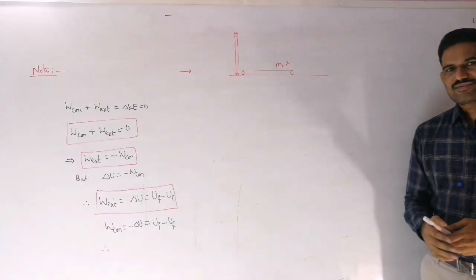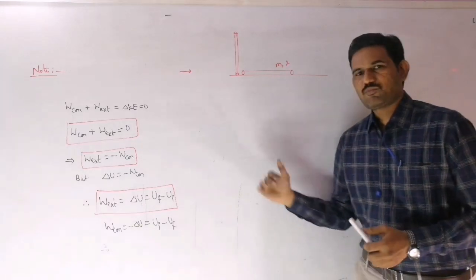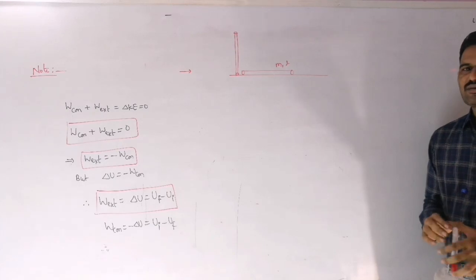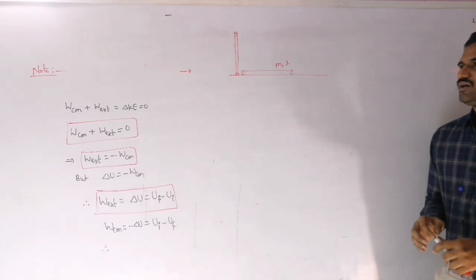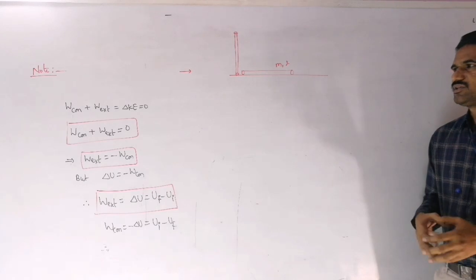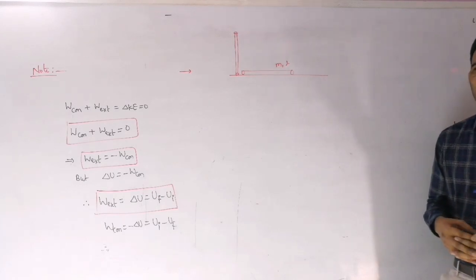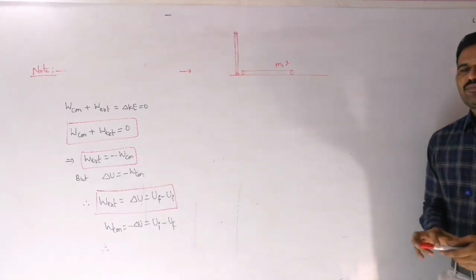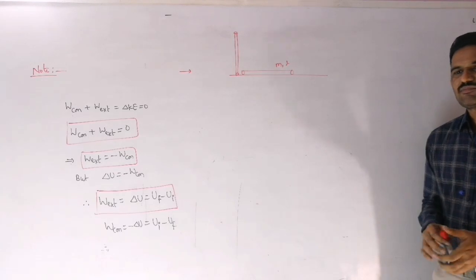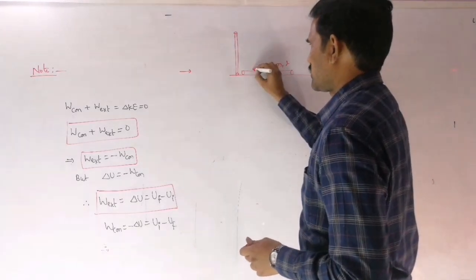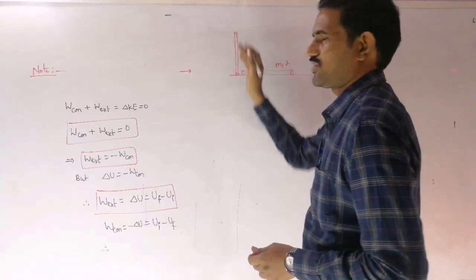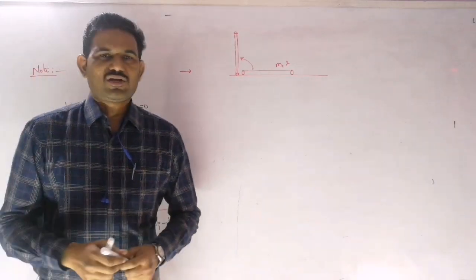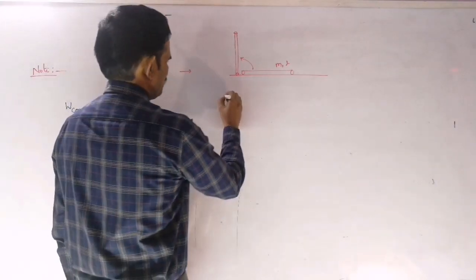Applications of this, I will say point-wise. A uniform rod of mass m and length L is placed on the horizontal surface. The amount of work done in placing the rod in vertical position, as shown, is given by the following. We are turning it from this position to this position.